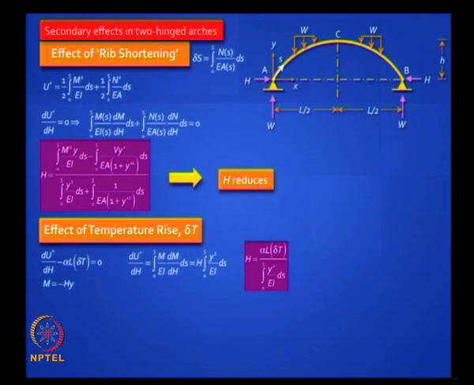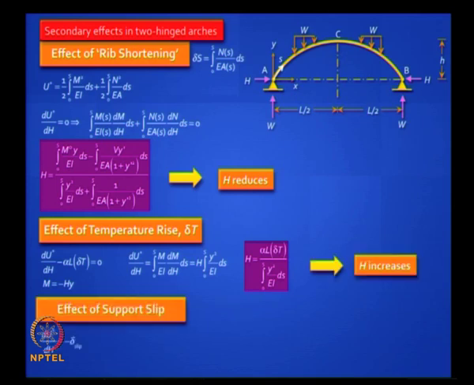You can easily prove this, that capital H takes this form. Okay, it is related to the stiffness of the arch. H increases, and the last thing you have to worry about, it is important.